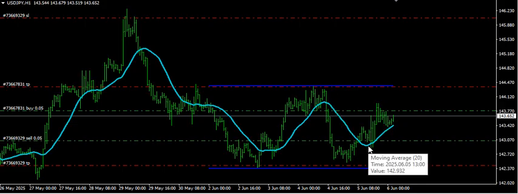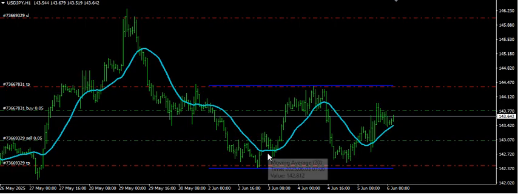Okay, 20 could be better. But one thing about 20 is, look at the pullback. Some beginner traders will think this one is going down because it has come below the 20, but this is just a pullback giving you a very good entry. The moving average 30 will never do this, which means the moving average 30 is more accurate.